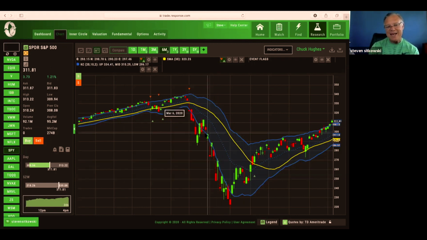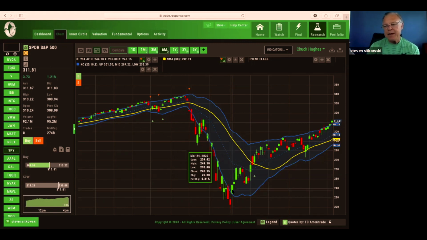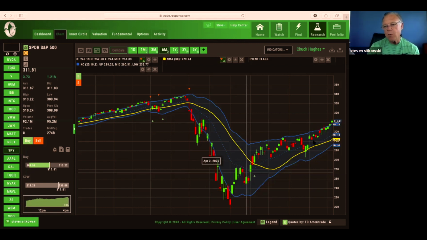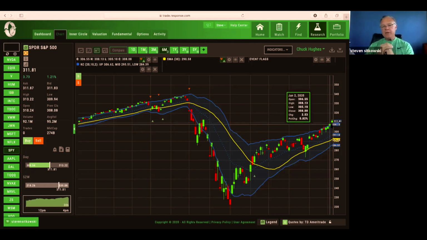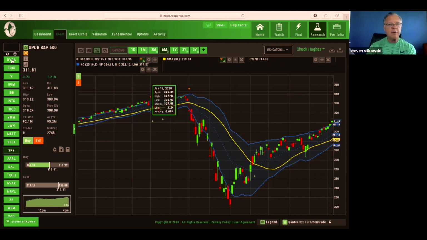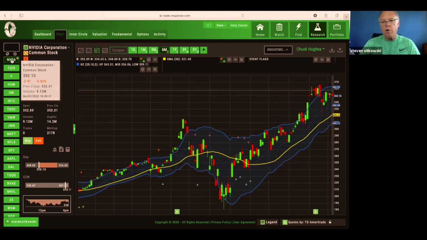It tried to get in, but this was all driven by the coronavirus. Once it went back inside the band, what did the stock do? It went up. And now where is it? It's outside the band. So what I would expect is that we would get a little bit of a pullback in the market over the next day or two. And let's just go through and see how often this works.